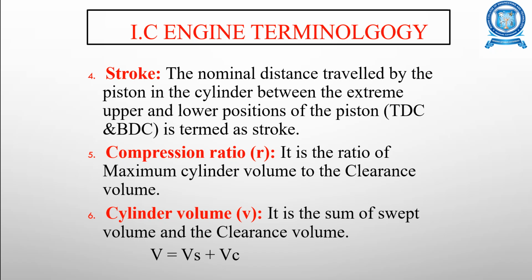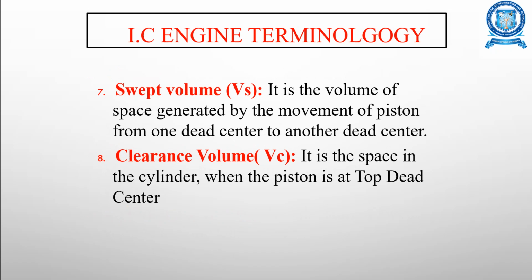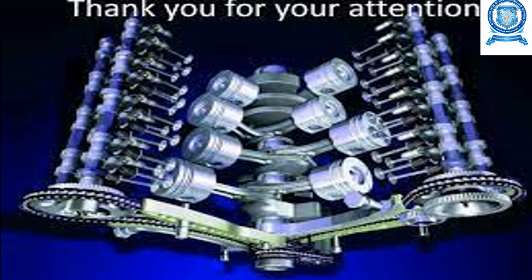And the compression ratio. Compression ratio is the ratio of maximum cylinder volume to the clearance volume. And the cylinder volume is the summation of swept volume and clearance volume. And swept volume is nothing but the volume of the space generated by the movement of the piston from one dead center to another dead center. So that is the swept volume. And clearance volume is nothing but the space in the cylinder when the piston is at the top dead center. So with this we come to an end to this introduction part of IC engines.